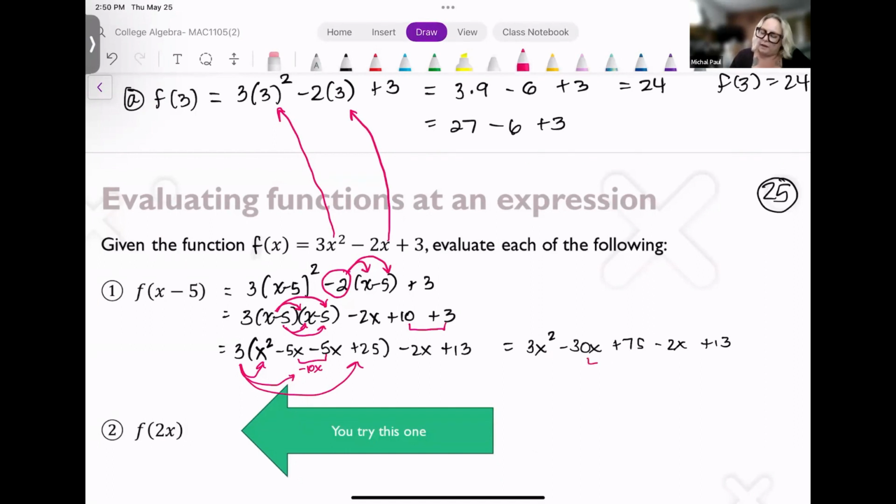And I can just combine my little x terms and my number terms. And that gives me a grand total of 3x squared minus 32x plus 88. And that is the value of f of x minus 5.